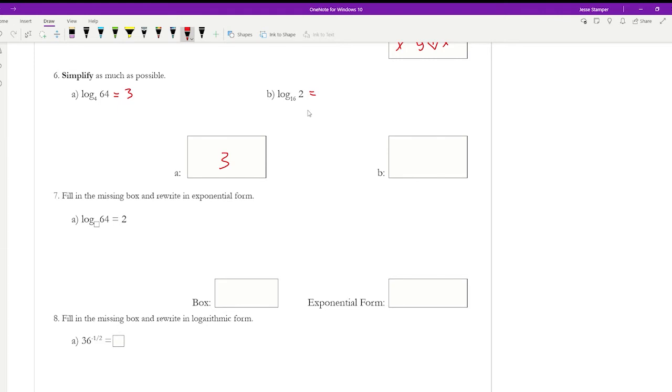Now, on B, it wasn't quite as simple. On B, I'm asking you what exponent goes on 16 that gives you 2. Now, if you look on your exponent chart, you'll note that 2 to the 4th power equals 16. And those of you that I was talking about with this, I said that you can rewrite this as 2 equals 16 to the reciprocal exponent, the 1/4, which means 16 to the 1/4 is 2, so that means the answer is 1/4. It's the 4th root of 16 equals 2.